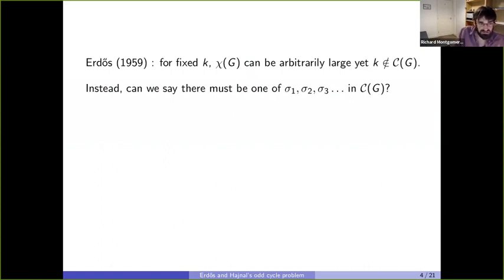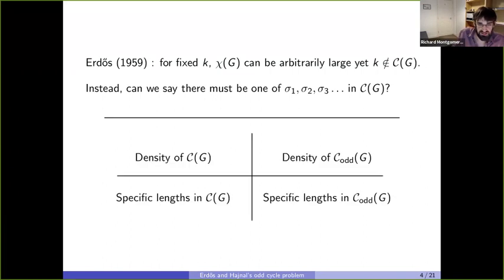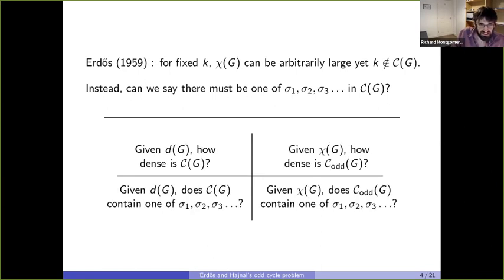But instead, what if I have a sequence of numbers here, sigma 1, sigma 2, and so on, by imposing an average degree condition or a chromatic number condition? Can I guarantee that one of those cycle lengths must be in the cycle space? So I'll bring back up the table from the first real slide of the things I want to consider, and let's fill in a little bit more detail.